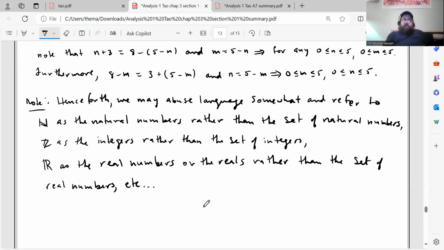So, okay, let me stop the screen share here. All right, so that's section 3.1, my summary for section 3.1. Like I said, you should actually read the section yourself and try to prove all the statements and everything yourself.